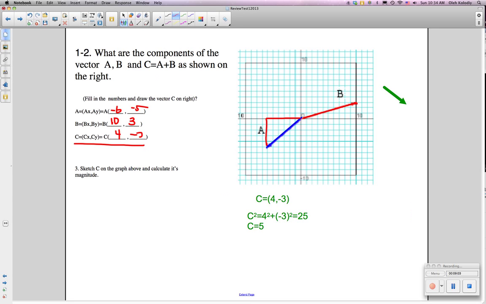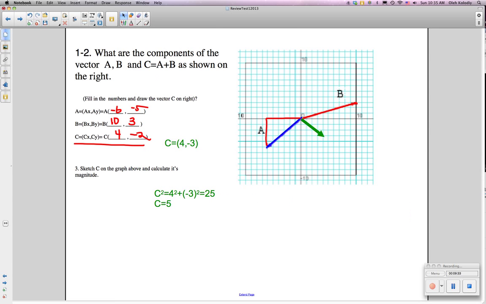And so you can see this is -3, I'm sorry. -2, -3, depending on how well you read it. I happen to have read it as 4 minus 3 instead of 4 minus 2. In any case, the length of the vector C is going to be 5. And so this is what C looks like. It has an x component of 4, and a y component of minus 3.